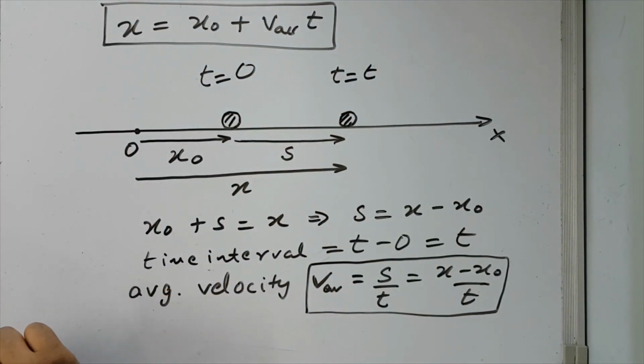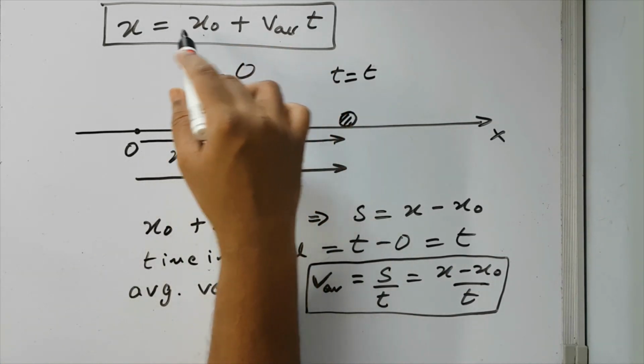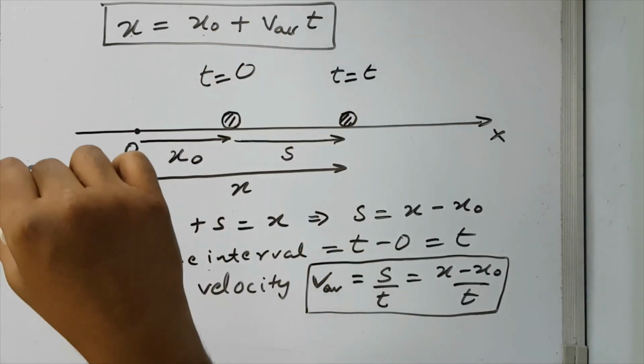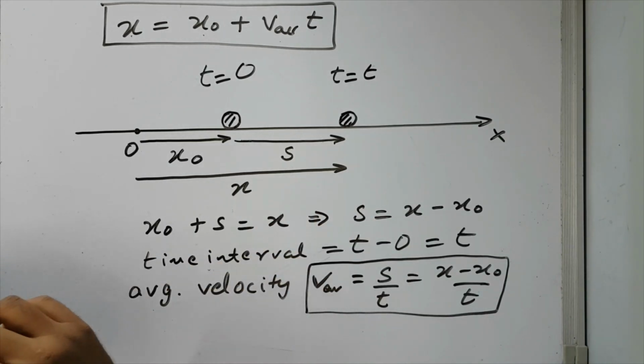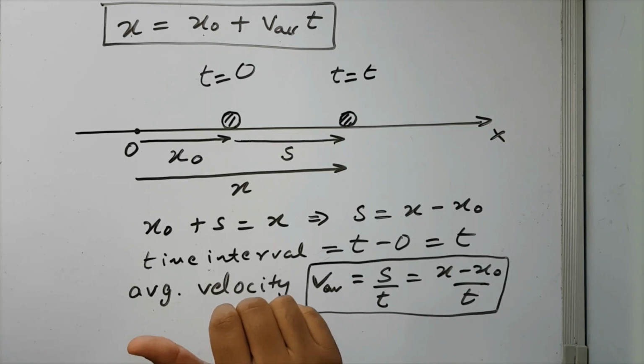X is equal to x naught plus v average into time. If you know the value of average velocity and its initial position, you could find the position of the particle at that particular time. Okay, so that is a basic idea of motion in a straight line.